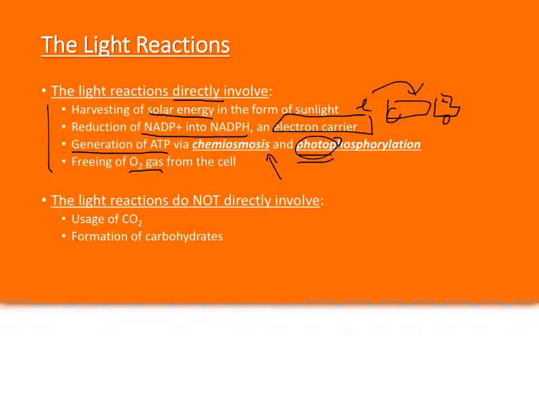Now, notice that the light reactions do not directly involve carbon dioxide, which is one of our major reactants in this whole thing, nor do they involve the production of carbohydrates. So one of your major reactants and your major product don't come from the light reactions. They come in later on down the line.